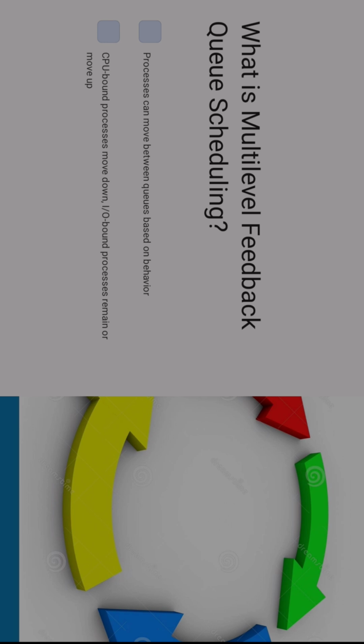Long processes can wait. Also, if a process is stuck waiting for a long time in a lower queue, it can be promoted back up to prevent starvation. This balance of punishing CPU hogs and rewarding short or patient processes makes the system extremely smart.